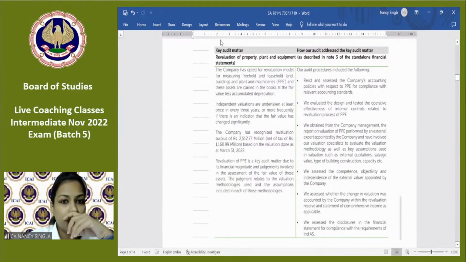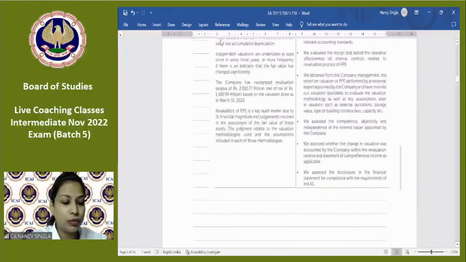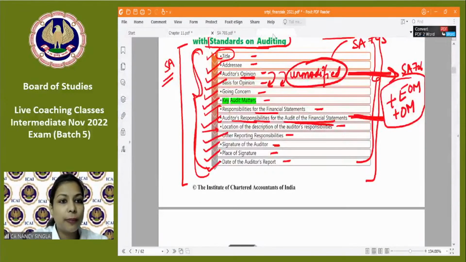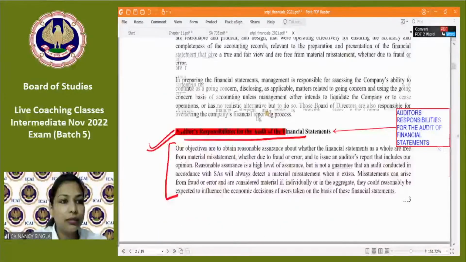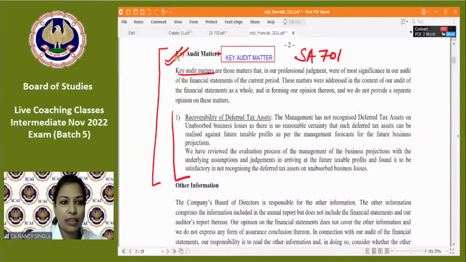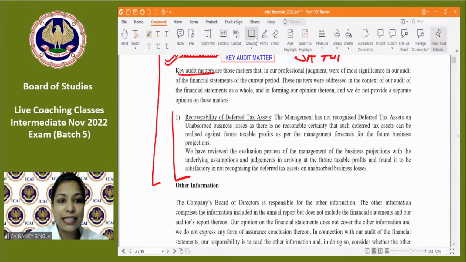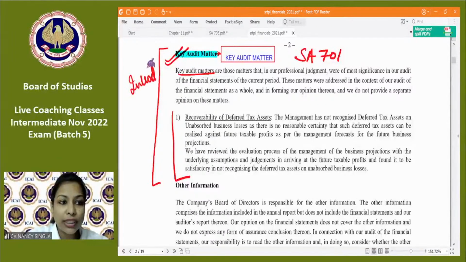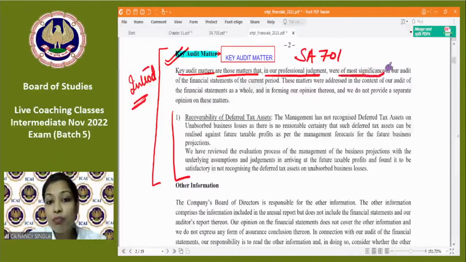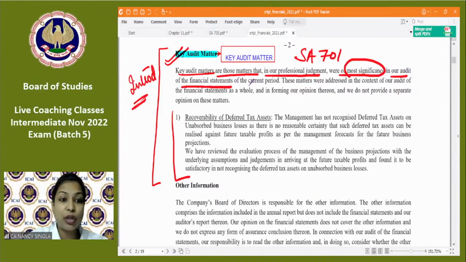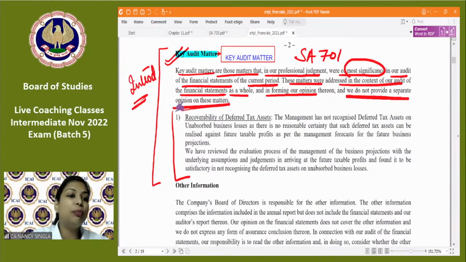So see how it comes. I forgot to take the earlier screenshot, wait. So look here, key audit matter. How will it come? A separate heading will come, key audit matter. And now see, first the introduction has to be given. We have seen that SA 701 asks the auditor to give an introduction as to what is key audit matter. So the auditor is mentioning here: key audit matters are those matters which in our professional judgment were of most significance in our audit of financial statements of the current period. These matters were addressed in the context of our audit of financial statements as a whole and in forming our opinion, and we do not provide a separate opinion on these matters.